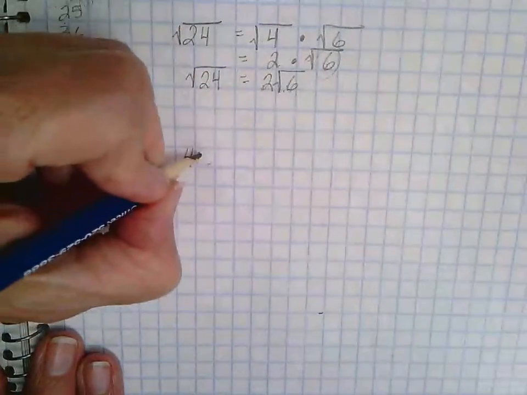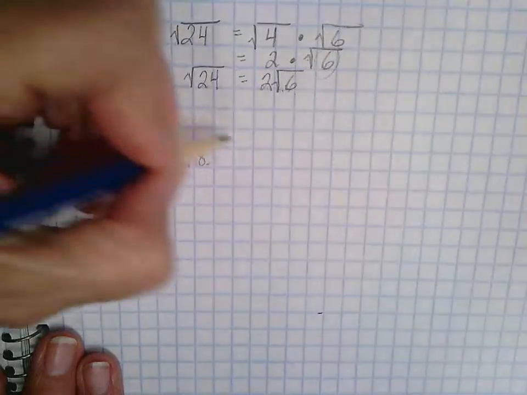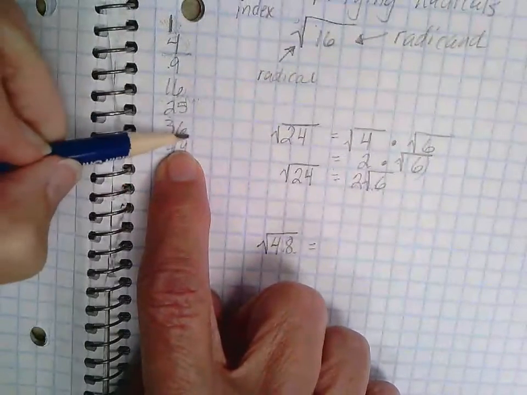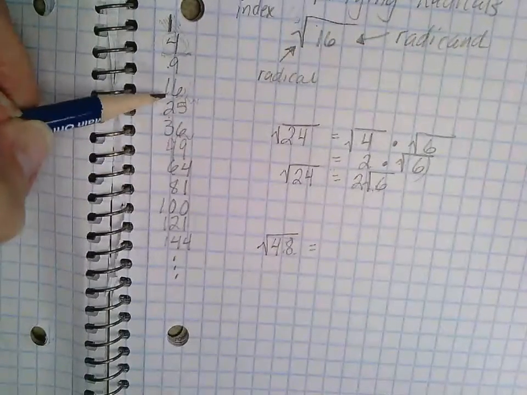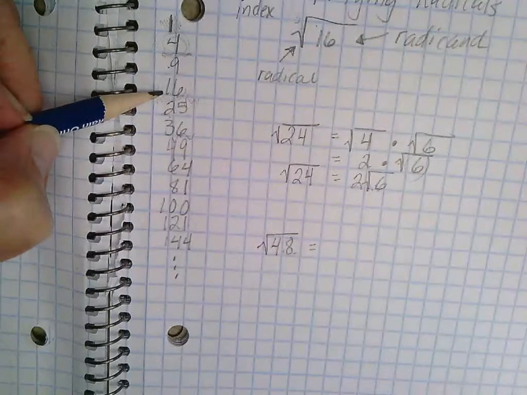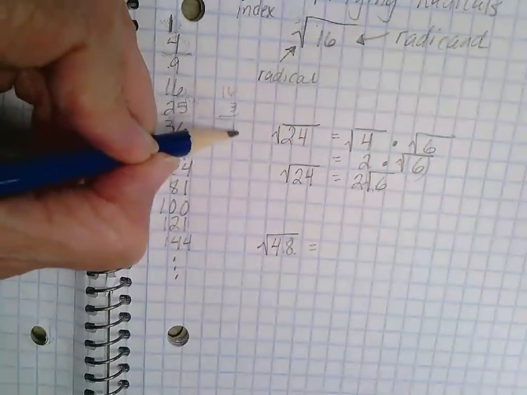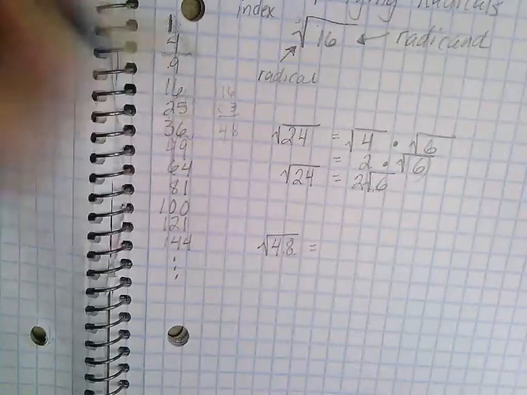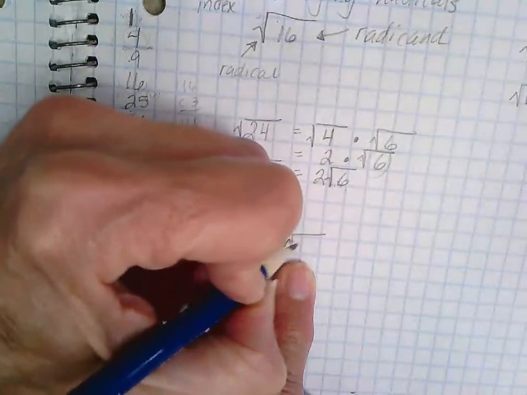I'll do 48 instead. So the square root of 48 would fall right under 49. I know 36 is not a factor, 25 is not a factor. What about 16? 16 times 3, I think, will give me 3 times 6 is 18. Yep, 48. So I'm going to put my perfect square first.